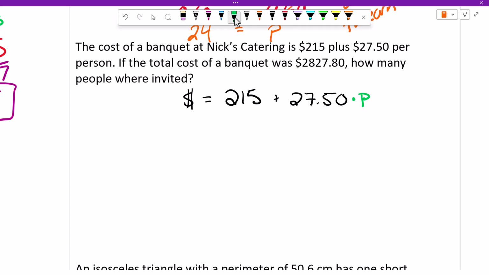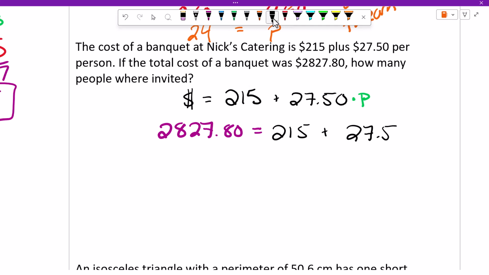All right. So your budget for this is $2,827.80 is equal to 215 plus 27.50 times P. That's right. So it's getting charged $27.50 for every plate of food that you're serving. How many people can you have attend your event if you have just shy of $3,000 in your pocket? See if you can figure this out on your own. Grab a calculator, move the numbers around. Can you figure it out?